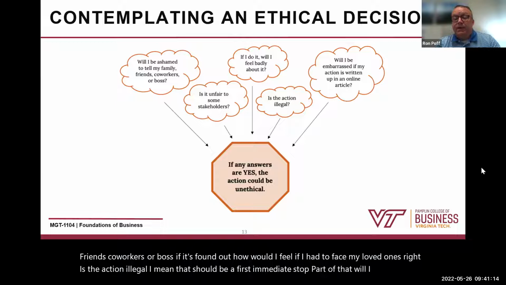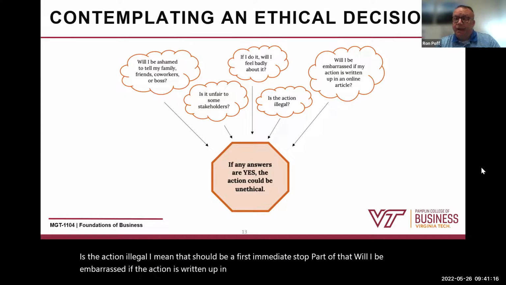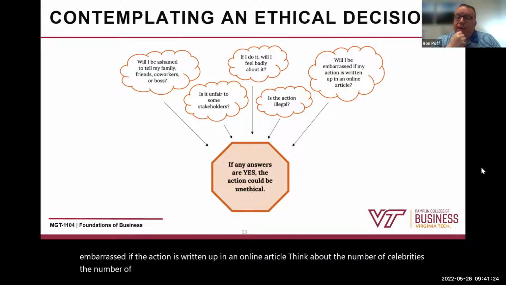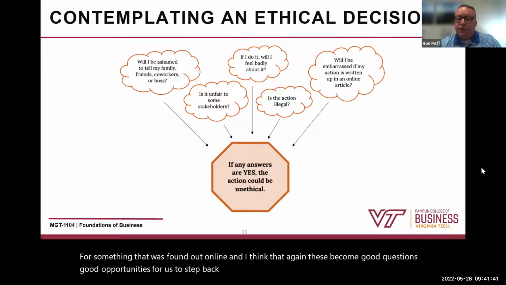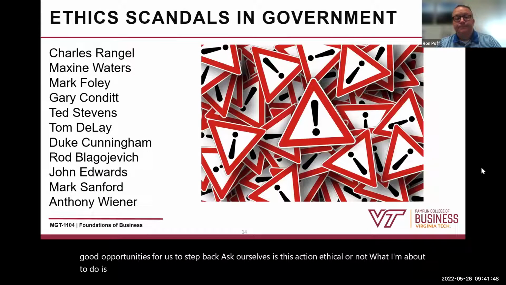Will I be embarrassed if the action is written up in an online article? Think about the number of celebrities, the number of government officials that have had to resign or apologize or step back for something that was found out online. I think these become good questions, good opportunities for us to step back and ask ourselves, is this action ethical or not? What I'm about to do, is it ethical or not?